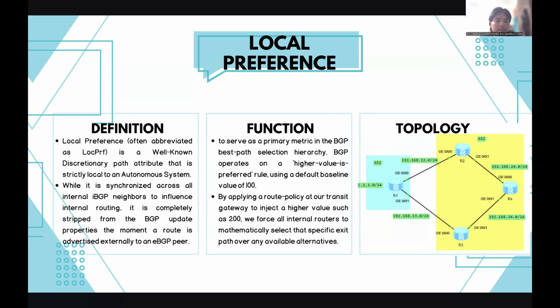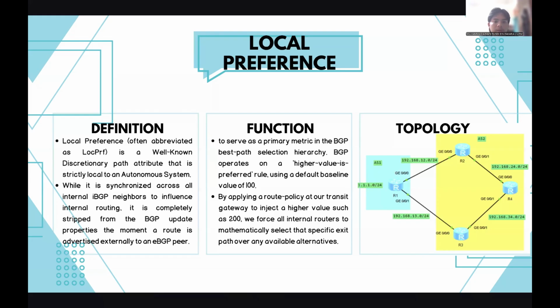eBGP peer. In terms of function, its role is to serve as a primary metric in the BGP best path selection hierarchy. BGP operates on a higher value is preferred rule, using a default baseline value of 100. By applying a route policy at our transit gateway to inject a higher value such as 200, we force all internal routers to mathematically select that specific exit path over any available alternative.